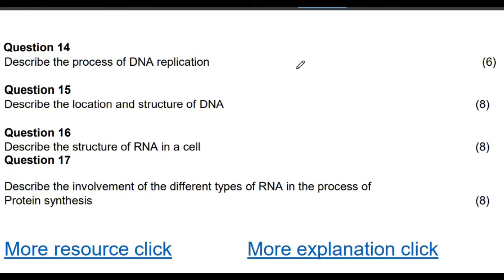Number 1, DNA replication. You have to know DNA replication, the process by which DNA makes an exact copy of itself. Where does it occur? We have seen it in the nucleus. When does it occur? We say that it occurs during interphase. Why does it occur? To double the chromosome number. And then how does it occur? That's the process of DNA replication.